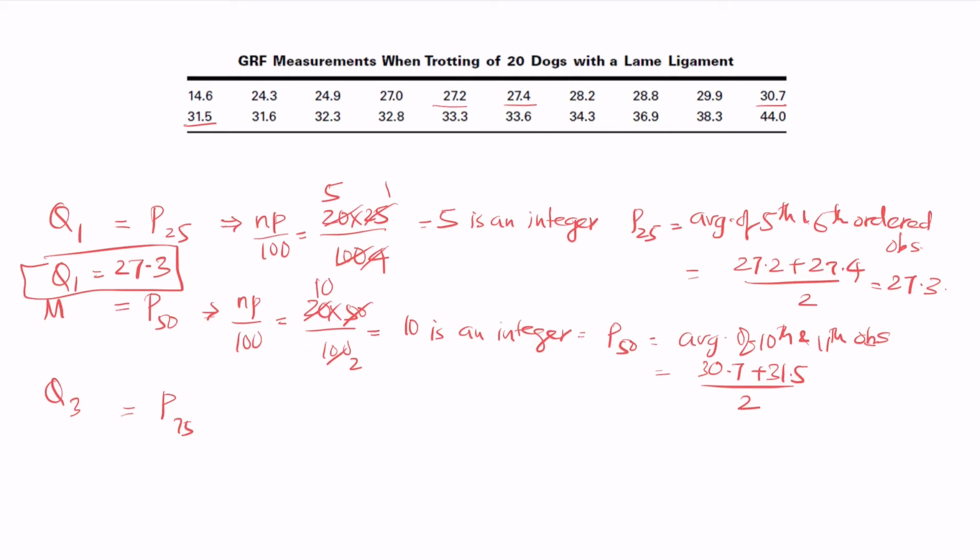So let's find the value. 30.7 plus 31.5 divided by 2. So that gives you 31.1. So the median is 31.1.